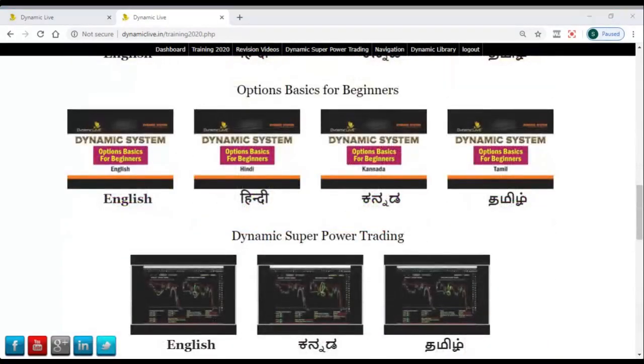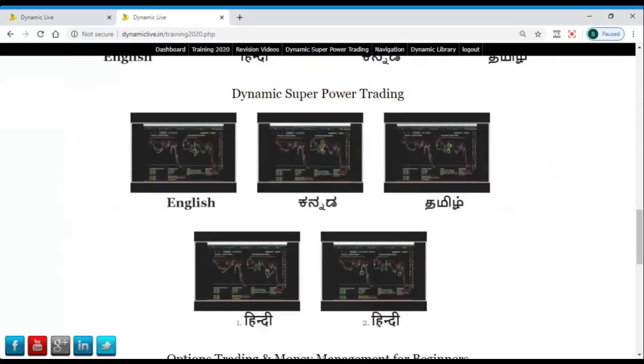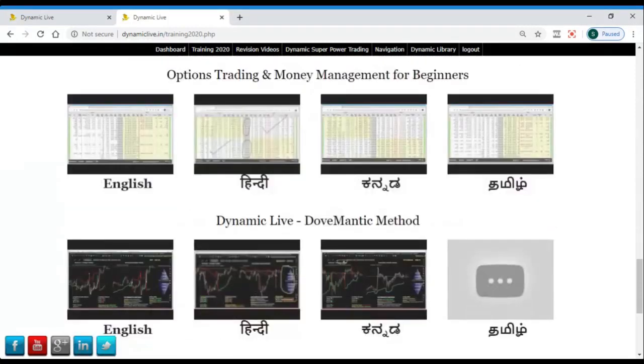There is this options basics for beginners. If anyone doesn't know what is options, you can watch this video. Very easy to understand options. Next, scroll down further. Now in options trading, how to select the right strike price, money management. If you want to do trading in futures, what is the capital required, how to go about this, the complete thing is mentioned in this video. You can watch it. And Daumantic method, we discussed the first stage. It is explained in these videos. Watch any one of it.